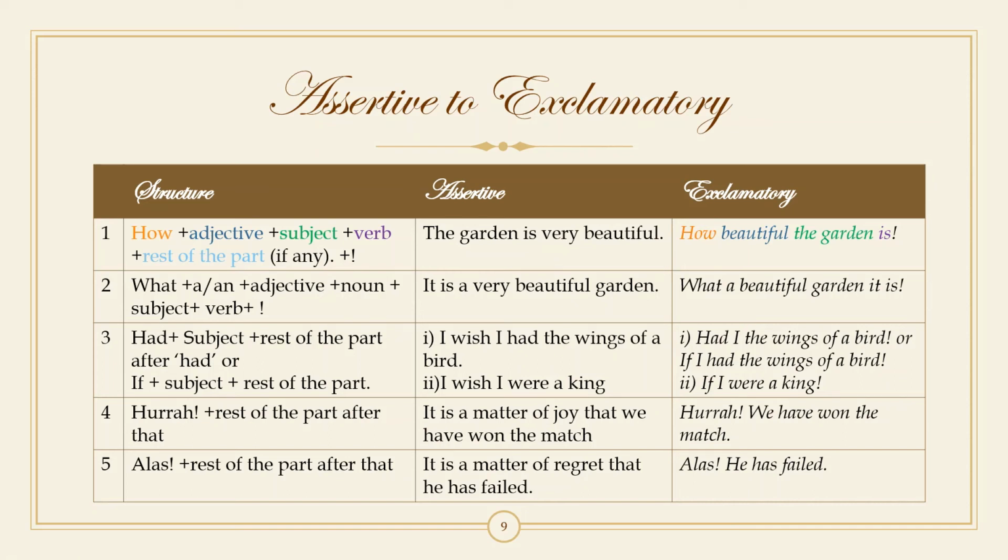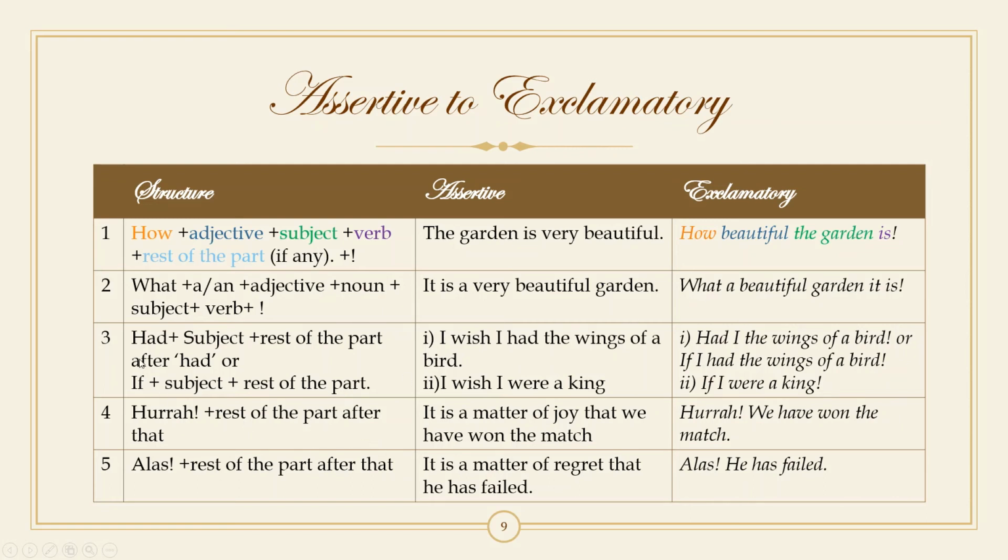So I hope you understood why similar looking assertive sentences are transformed into exclamatory using two different ways. One is transformed into exclamatory using how, and the other uses the structure with what.